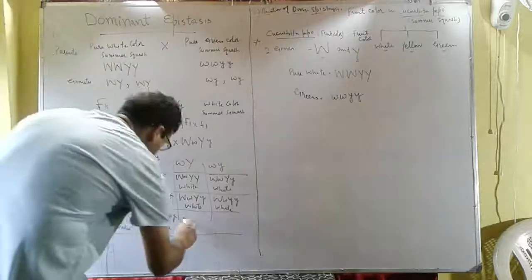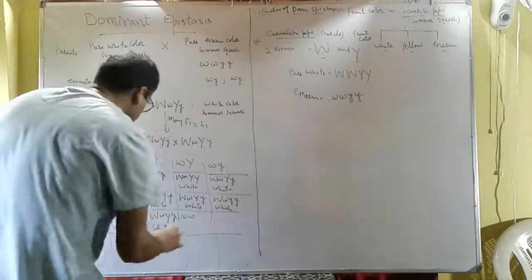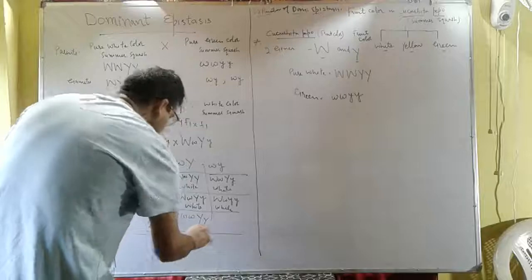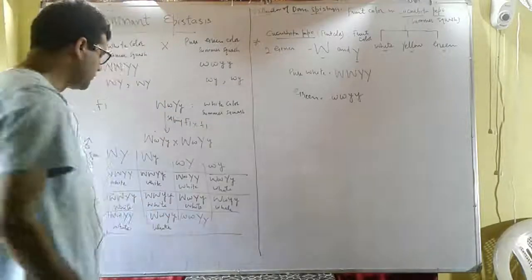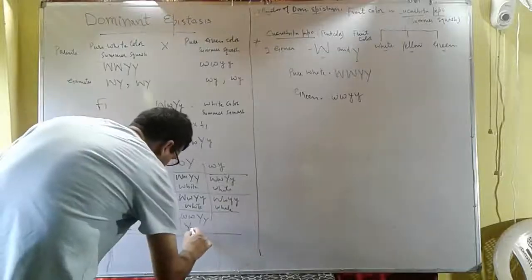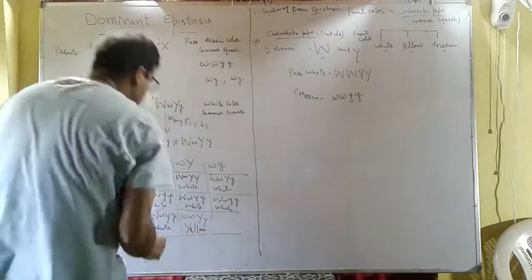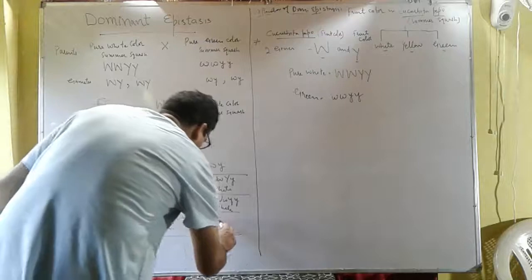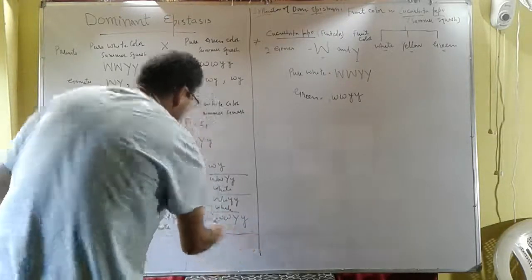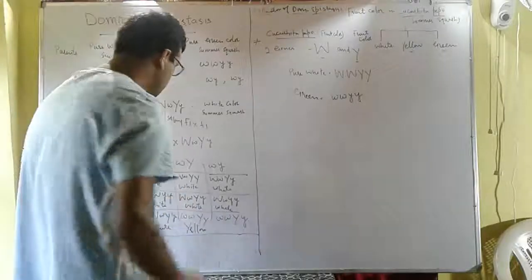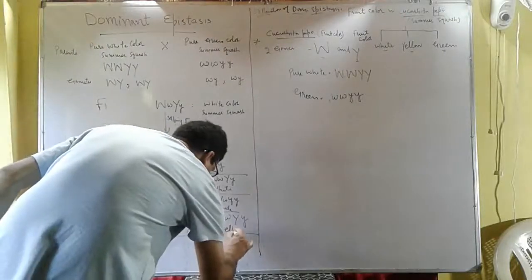Then we have small w, capital Y. This small w and small w, capital Y. This is yellow color summer squash. This is yellow color summer squash. We have small w, capital Y. We don't have capital W here, so it is yellow color summer squash.